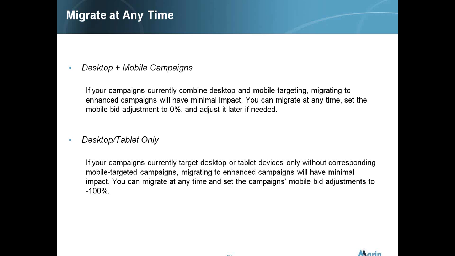If you do have campaigns that have both desktop and mobile, and you don't have them separated, migrating them to enhanced campaigns will have minimal impact. So again, campaigns that are already targeting desktop and mobile in the same campaign, you can definitely go ahead and migrate those. And if you set the bid adjustment for mobile to 0%, and you can always adjust this later if you need to, this will really leave your campaigns operating business as usual.